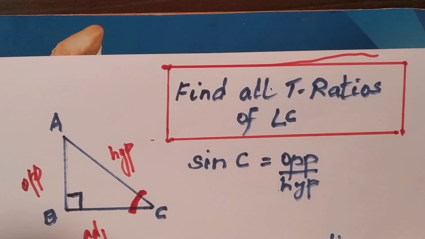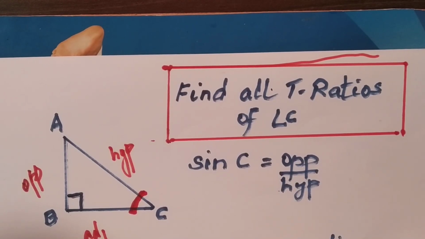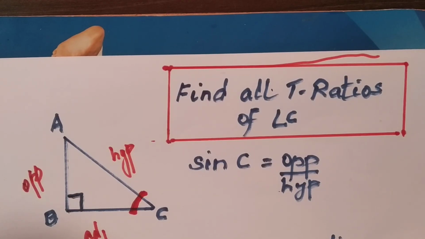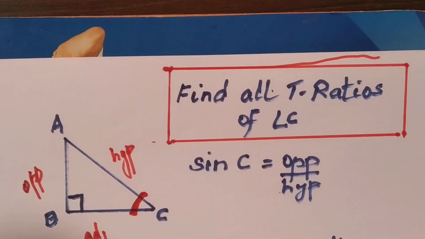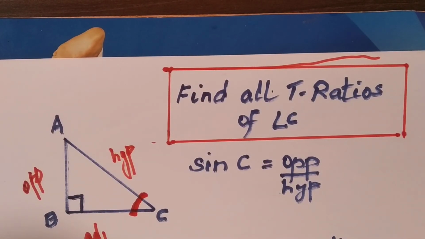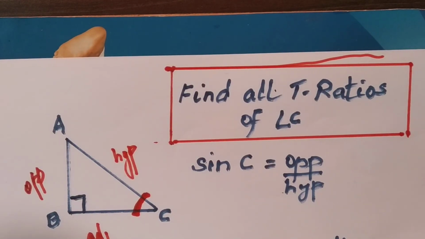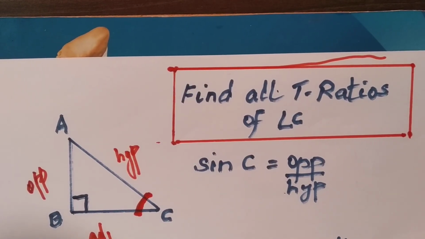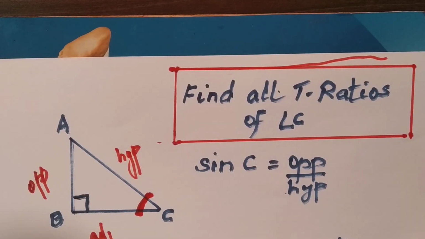So as you see here, now it's not theta. What they've mentioned is that theta is angle C. So we are going to talk in reference to angle C. And it also says find all T ratios. Now, all T ratios means the 6 T ratios that we looked at in the previous session. That is sine, cos, tan, cosec, sec, and cot. So we'll have to find all these 6 for angle C.